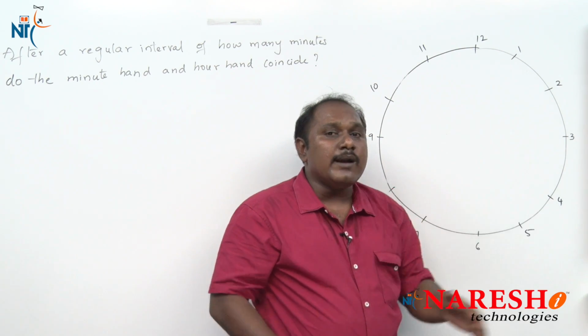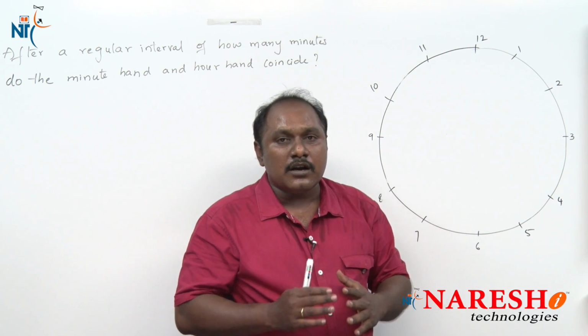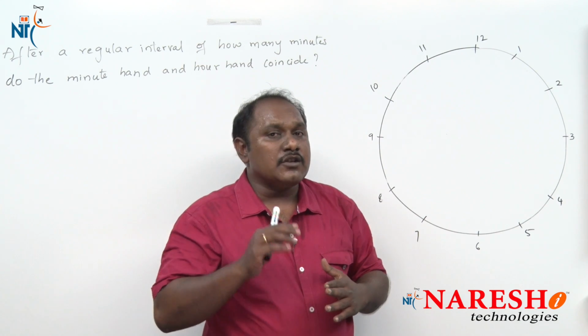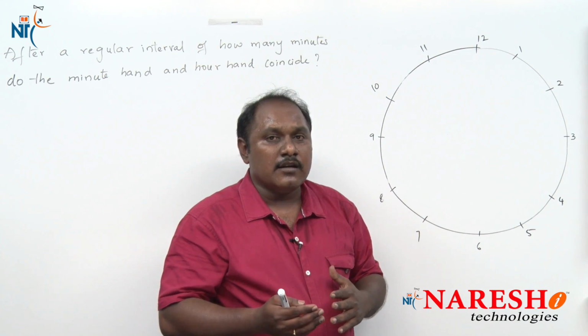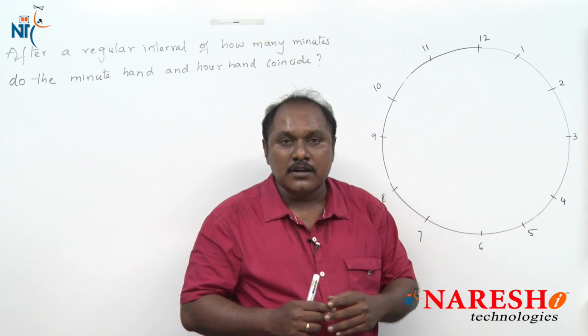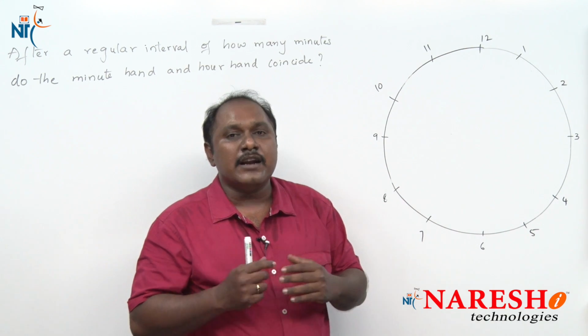In between 1 and 2, at what time do the minute hand and hour hand coincide? If I use the shortcut, it should be 5 by 11 minutes. So the total time taken to coincide is 60 plus 5 by 11 minutes. So it is 65 5 by 11 minutes. Now this is one way in which we can tell the answer.